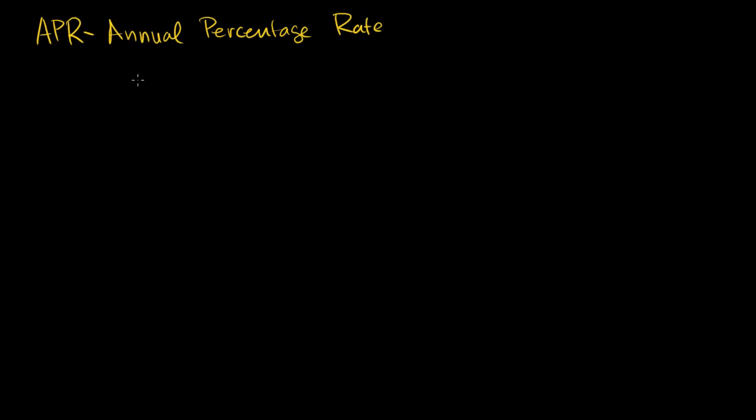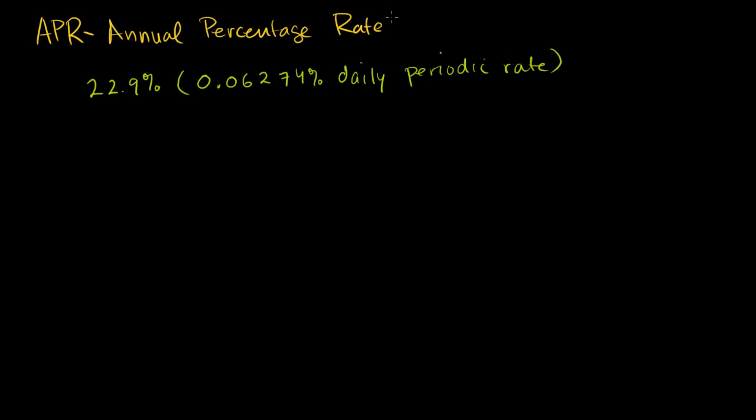So I was just browsing the web and I saw some credit card that had an annual percentage rate of, they say, 22.9%, but then right next to it they say that we have a 0.06274% daily periodic rate. This piece right here tells me that they compound the interest on your credit card balance on a daily basis, and this is the amount that they compound. So where do they get these numbers from?